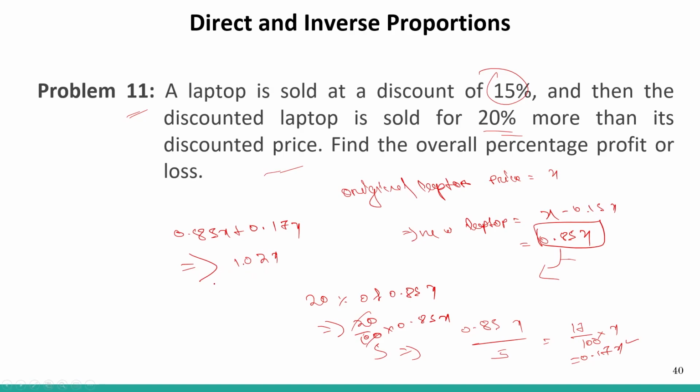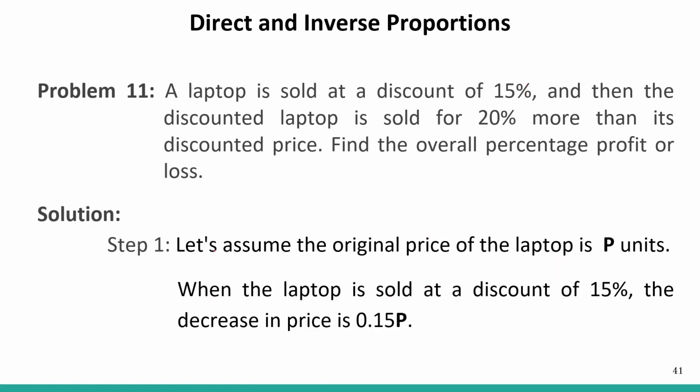1.02x is the new price of that laptop. So the overall profit percentage will be what? Overall the profit is 0.02x and the original price was 1x, so it is 0.02 by 1 into 100, which is 2%. So the overall profit is 2%.